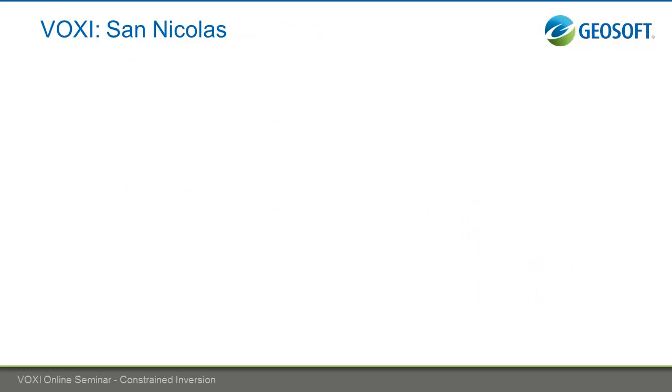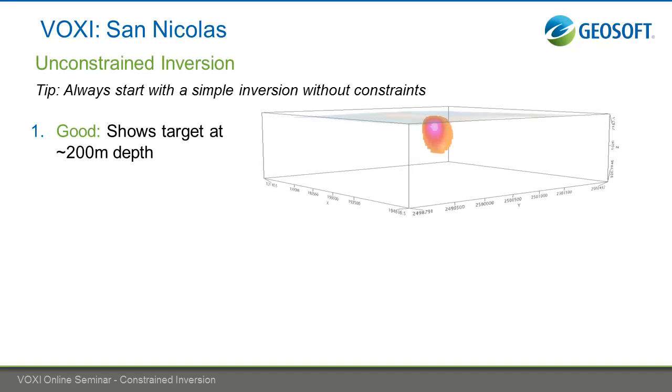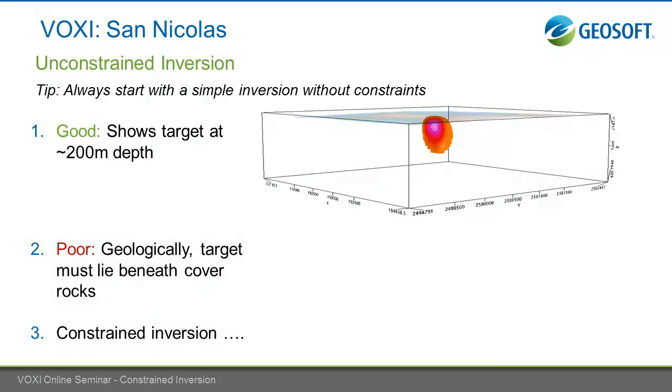Now, if I run a simple unconstrained inversion, I do end up getting a model that looks like this. Effectively, it's a typical, let's say, blob type solution that comes from a standard unconstrained gravity inversion. It puts a target down at about 200 meters. So this is a very good starting point for an unconstrained inversion. It's shown that everything is working normally.